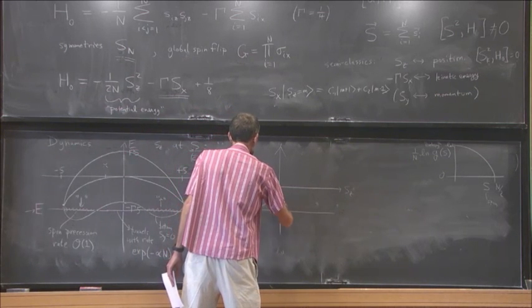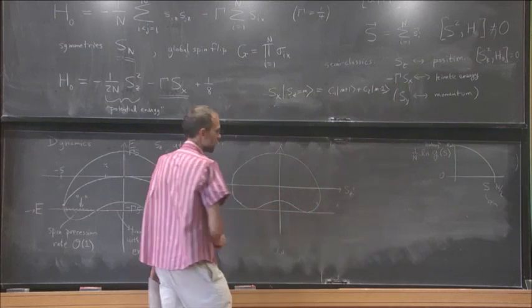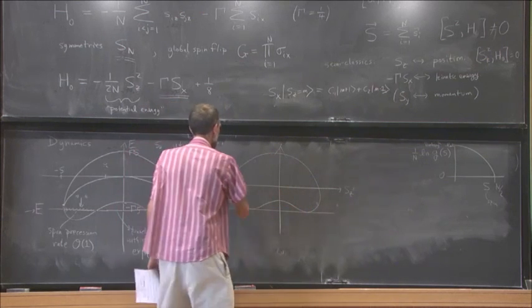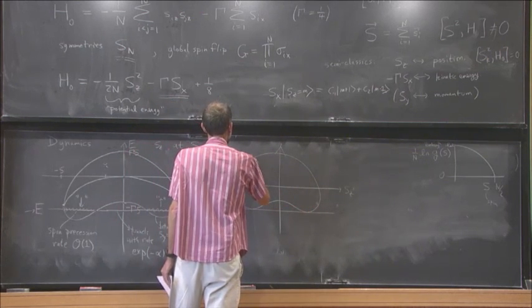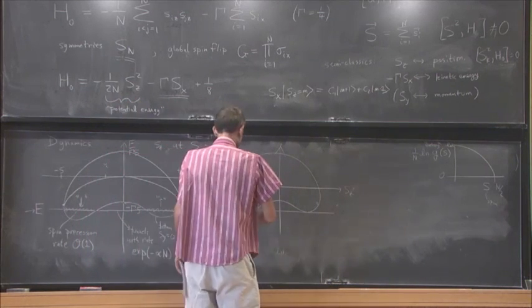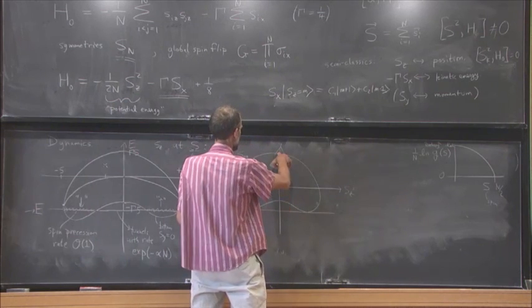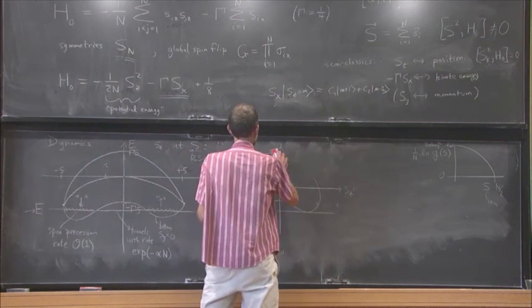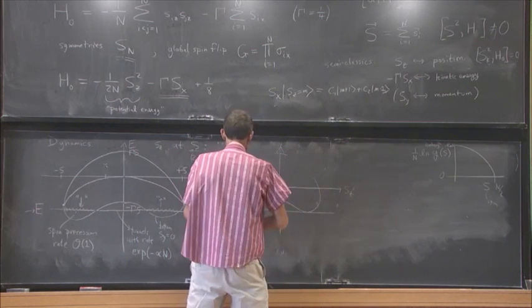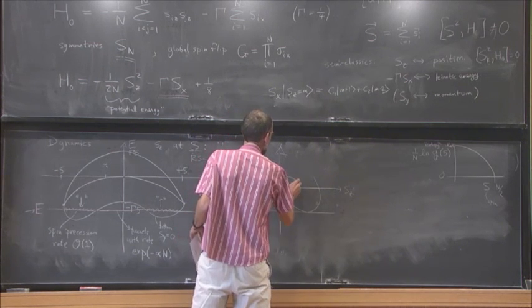Just touches. So I'm assuming we're in the ferromagnetic phase. So it looks like this, and that's what I'm going to call S equilibrium. That drawing is bad because this and this should be equal and opposite, and this should be negative. So let's do it like that.